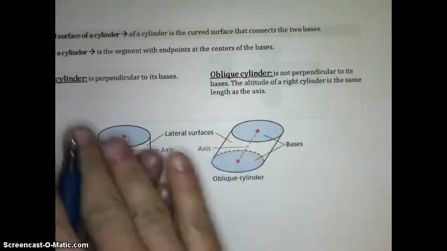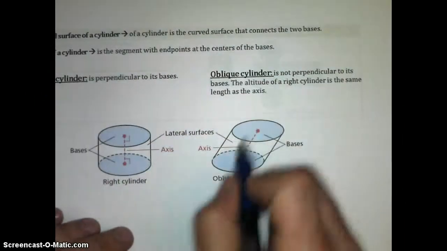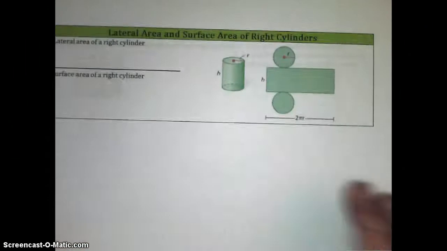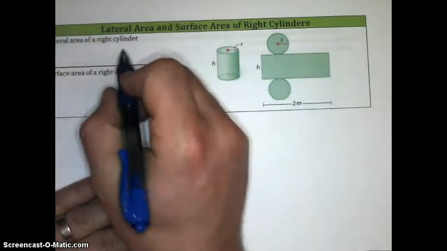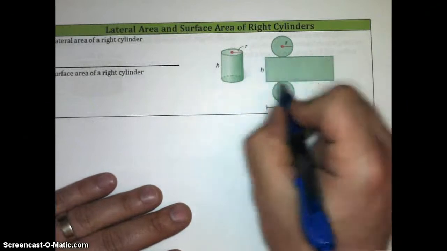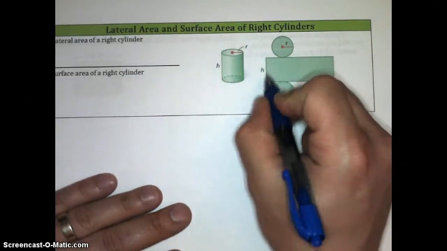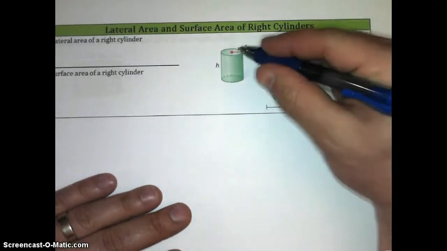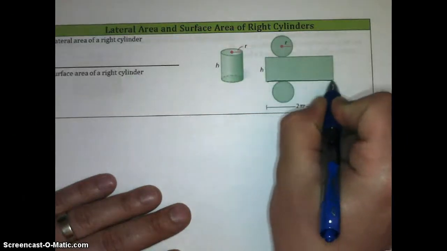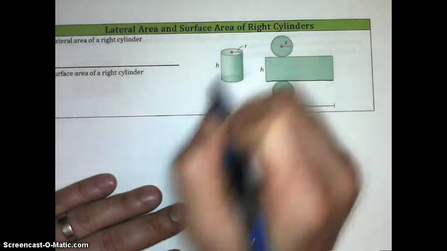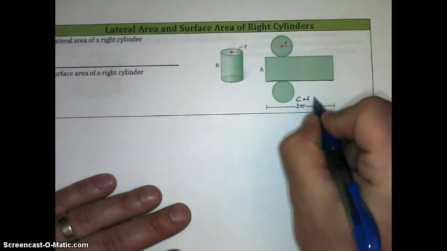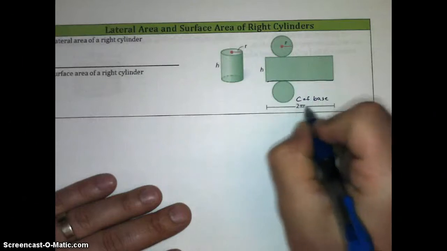Think of a stack of CDs that have been shifted to one side. That'll give you an idea of an oblique cylinder. So let's take a look at those formulas. The lateral area of a right cylinder then is going to be, if you were to unwrap this net, we would see a rectangle where the height of the rectangle is the height of your cylinder, but the base of this rectangle is one pass around that circular base. In other words, the circumference of the circle, which is 2 pi r.